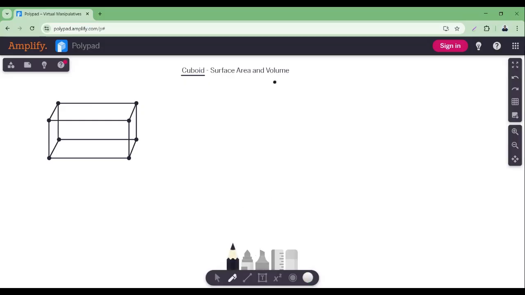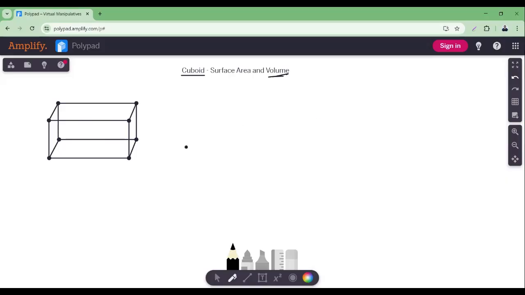Whereas volume means the space inside, like inside an empty box, there will be air. How much air is there? That is called the volume. It is not the outside one. That's the difference between surface area and volume. Now let's find the formula for the surface area of the cuboid.